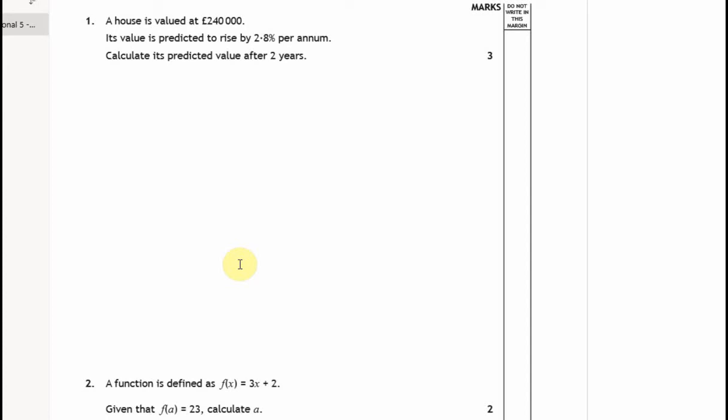Question one. A house is valued at 240,000. Its value is predicted to rise by 2.8% per annum, which is just Latin for each year. Calculate its predicted value after 2 years.